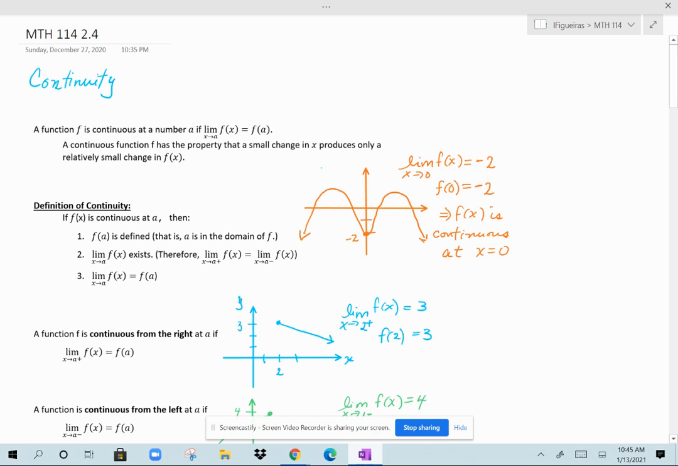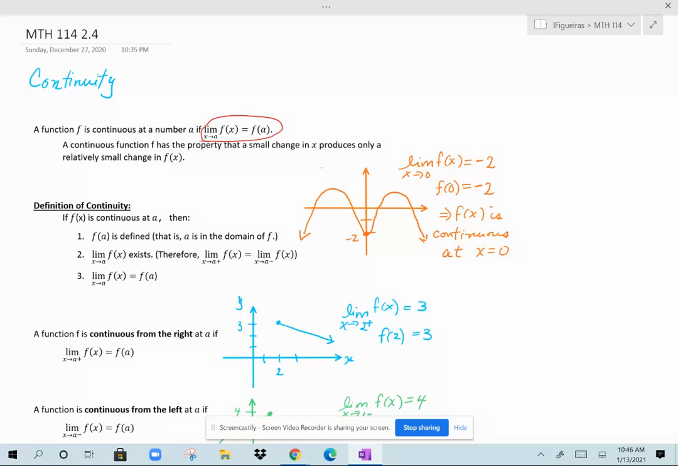Hi, this lesson is on continuity. So the definition is that a function is continuous at a number that we're calling a if the limit as x approaches a of f of x equals f of a. So basically, you can say that a function is continuous at a particular value a as long as the limit value as x approaches a and f of a are equal.